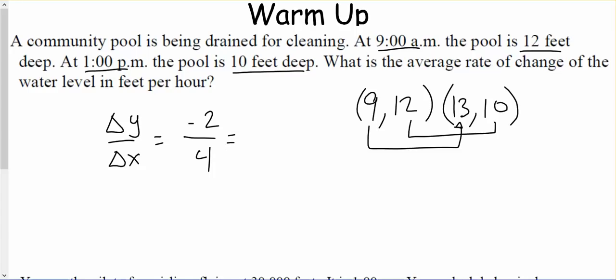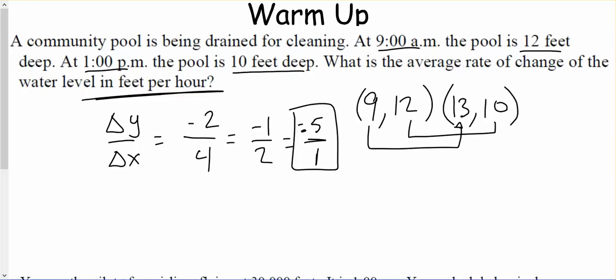So this can be simplified to down 1 over 2, and it wants it in feet per hour, so I need to get my change in x. My x is my time, 9 o'clock and 13 or 1 o'clock. So I need this over 1. So this is 1/2, so it's just negative 1/2, meaning we're going down 1/2 foot per hour.